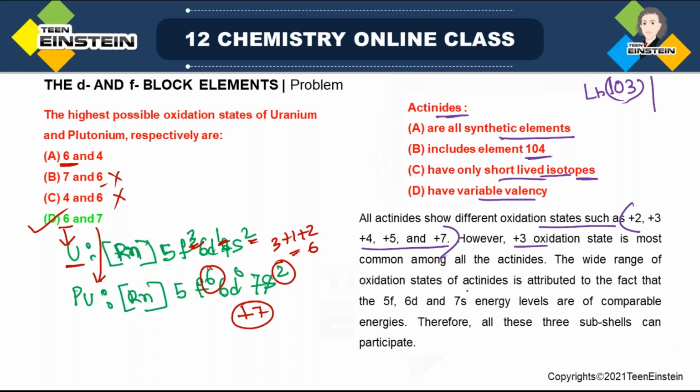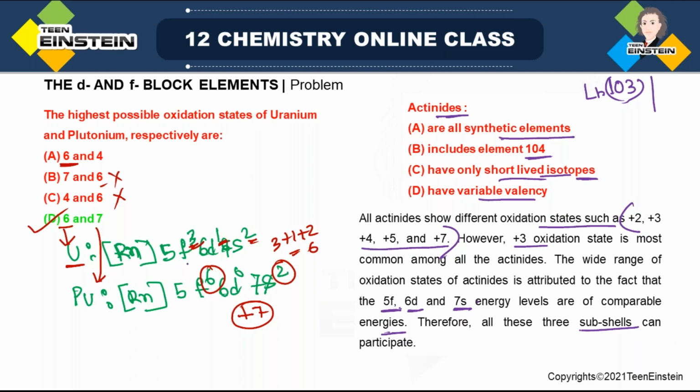The wide range of oxidation states of actinides, why is it possible? It is possible because of the fact that 5f, 6d, 7s, all these three orbitals are of comparable energy. That means the energy difference between these orbitals is very less. And that is the reason all these three subshells can participate in the bonding. So sometimes electrons are removed from 5f, 6d and 7s.